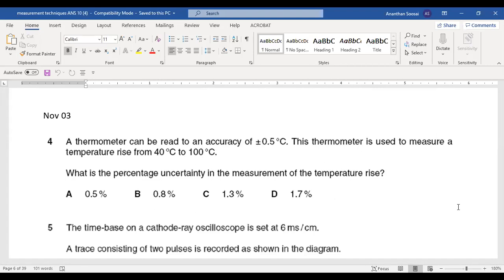The thermometer can be read to an accuracy of plus or minus 0.5 degrees Celsius. This thermometer is used to measure a temperature rise from 40 to 100 degrees Celsius. What is the percentage uncertainty in the measurement of temperature rise? One minute for you.